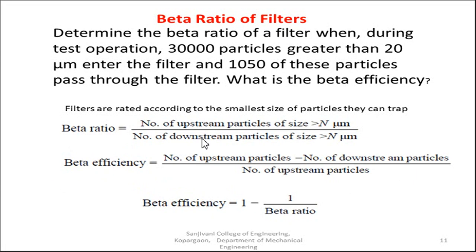So beta ratio is just a ratio, so it doesn't have any unit. It is the ratio of how many particles the filter has at the upstream side and how many particles it has at the downstream side for a particular size. So it's a probabilistic ratio actually. It is not an exact ratio, so there is a probability involved.